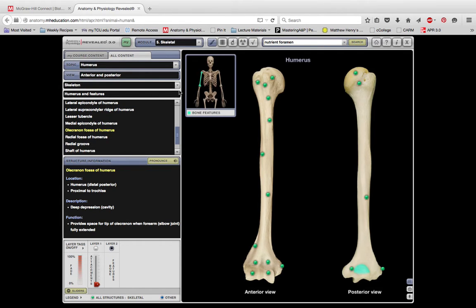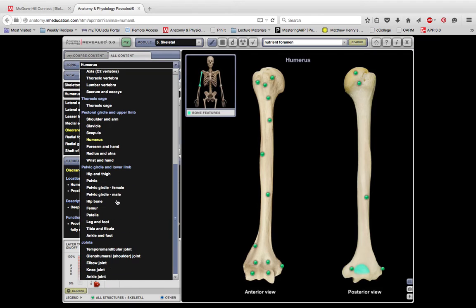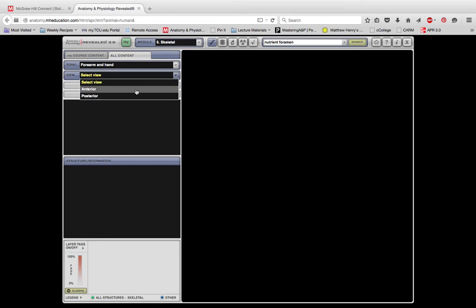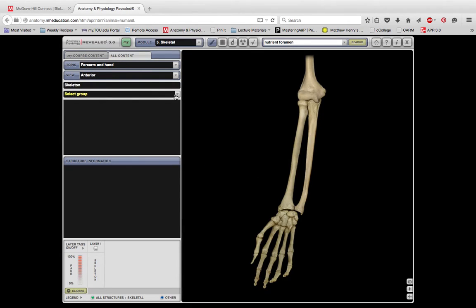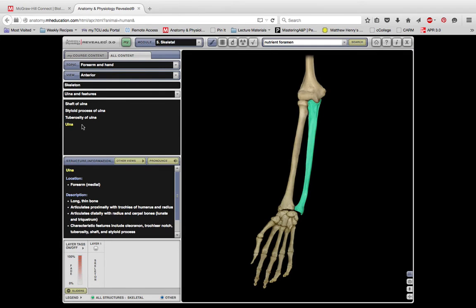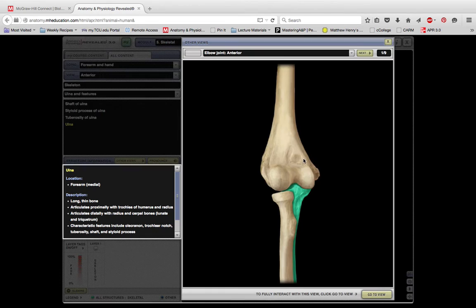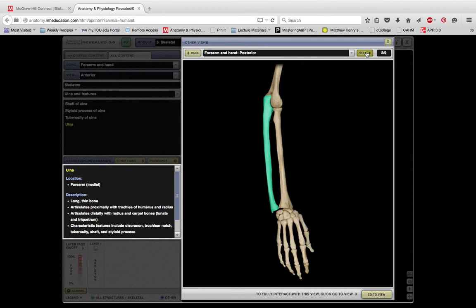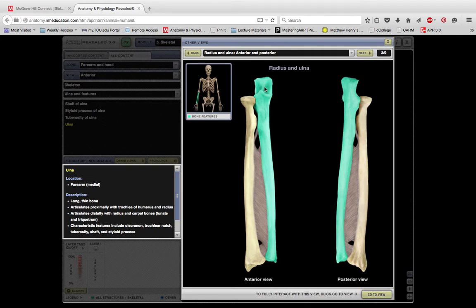We're going to scroll back up here to where it says humerus and switch that to the forearm and the hand, anterior view, and we're going to highlight in there the ulna. So the ulna itself is kind of an interesting little bone. It actually looks a little bit like an ice cream scoop because it's got a really nice little groove that fits right there into the olecranon fossa and around the trochlea of the humerus. So here's what that little ulna would look like. There's your ice cream scoop at the very top.